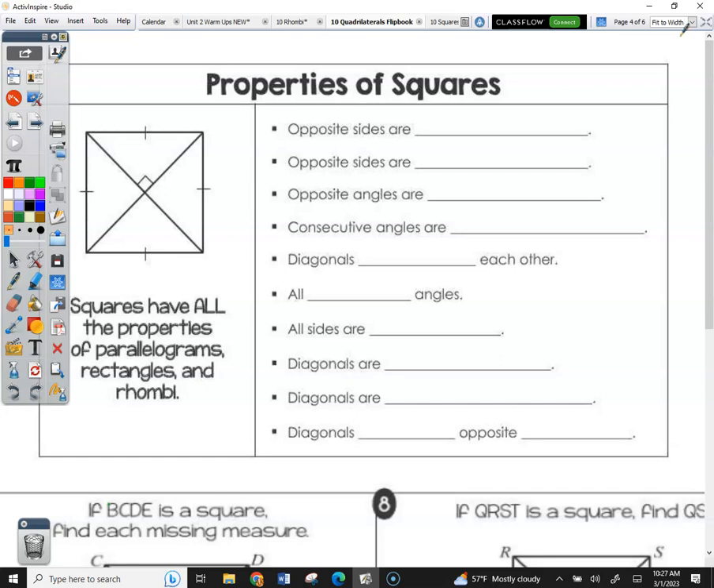Okay, so at this point you should have the first 5 properties down. If you are falling asleep, please do everything you can to get uncomfortable and stay awake.